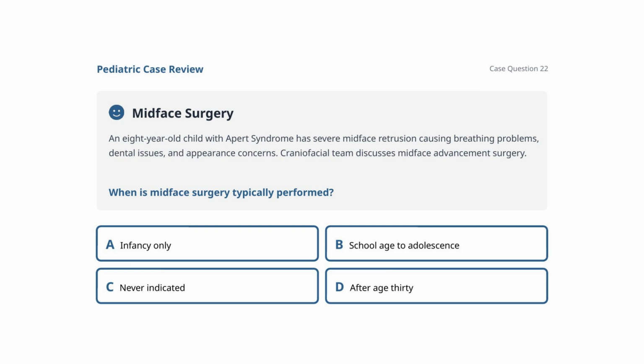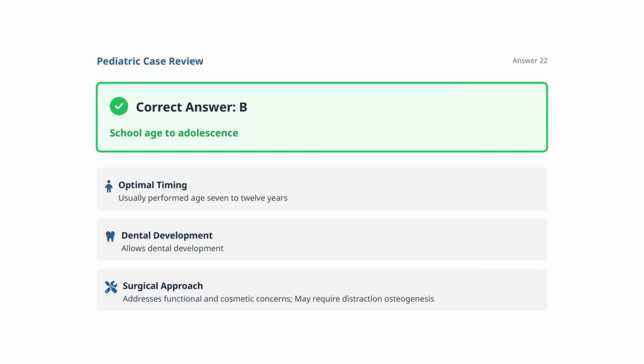An 8-year-old child with Apert syndrome has severe midface protrusion causing breathing problems, dental issues, and appearance concerns. The craniofacial team discusses mid-face advancement surgery. When is mid-face surgery typically performed in Apert syndrome? Option A, infancy only. Option B, school age to adolescence. Option C, never indicated. Option D, after age 30. The correct answer is B, school age to adolescence.